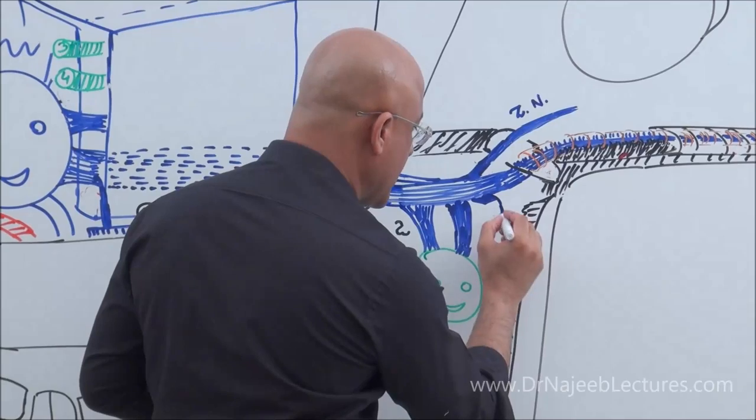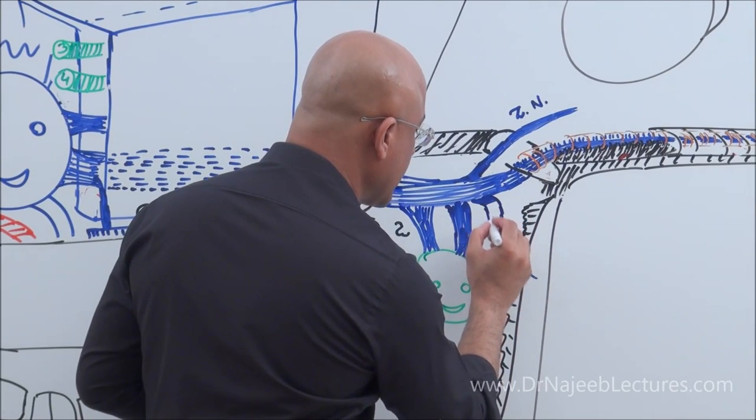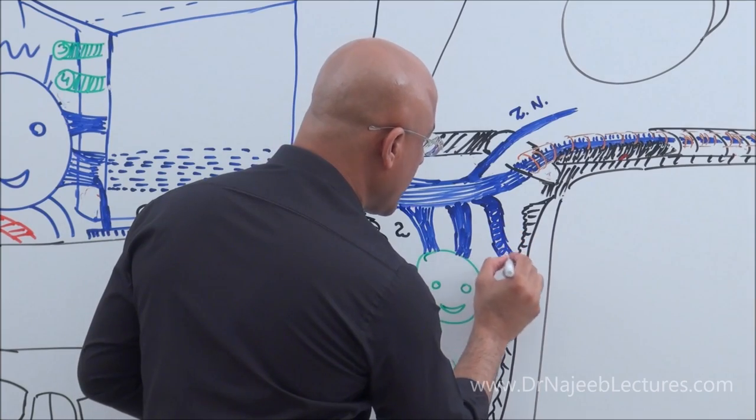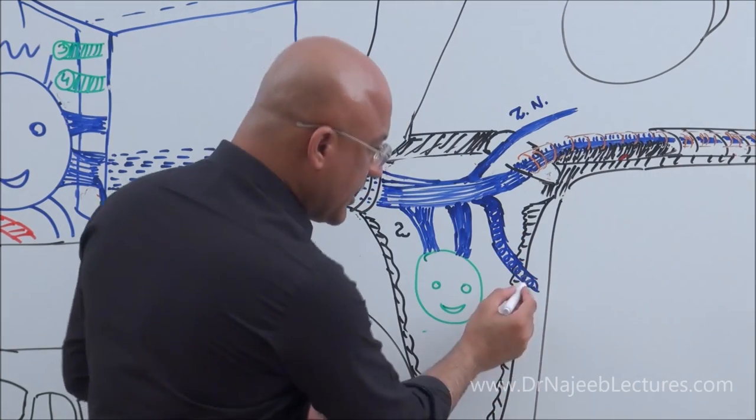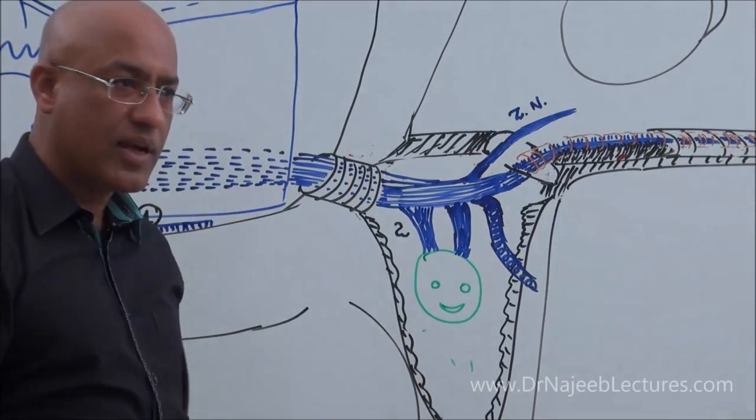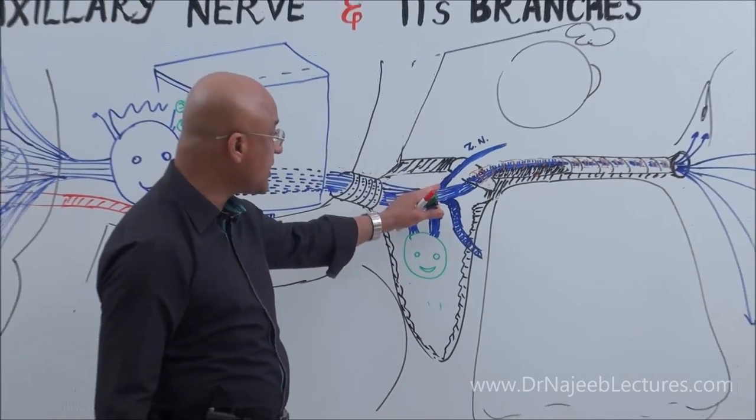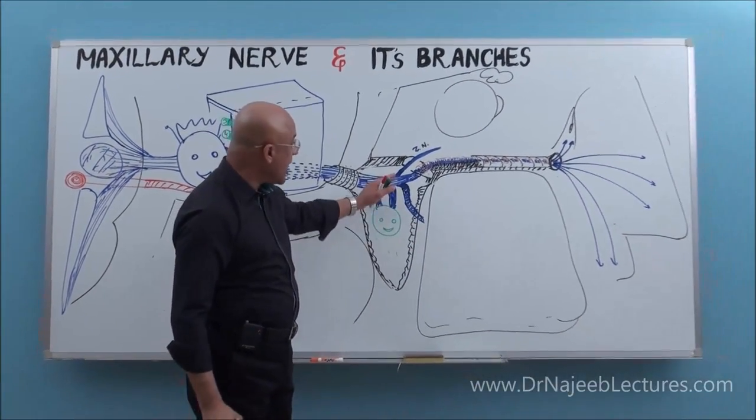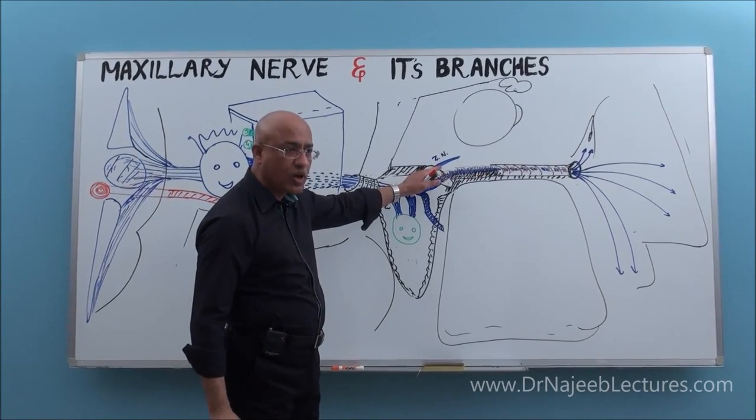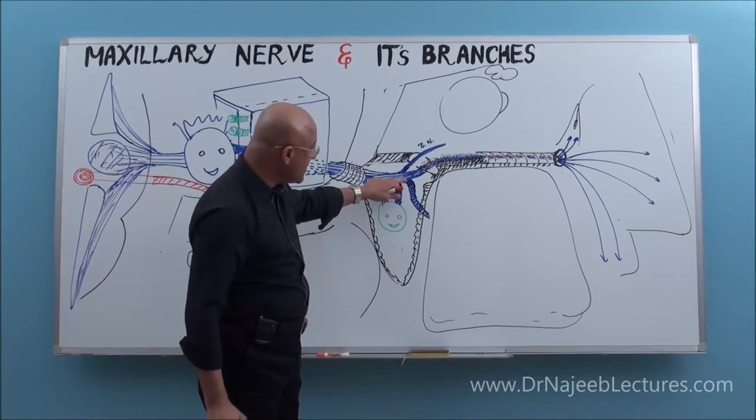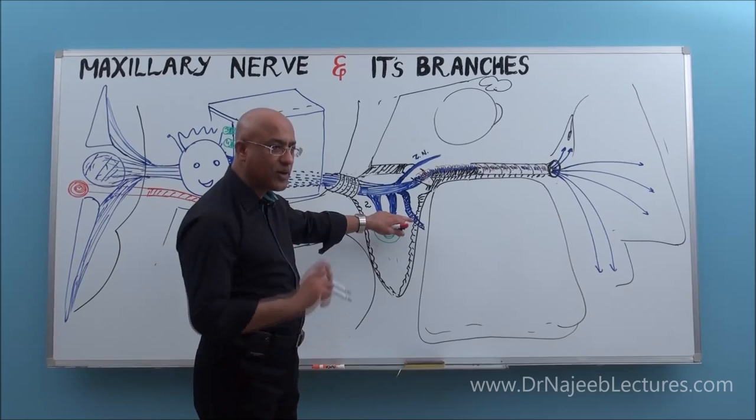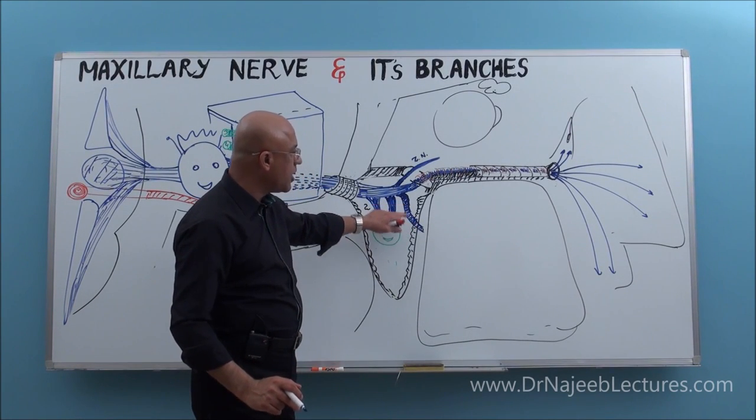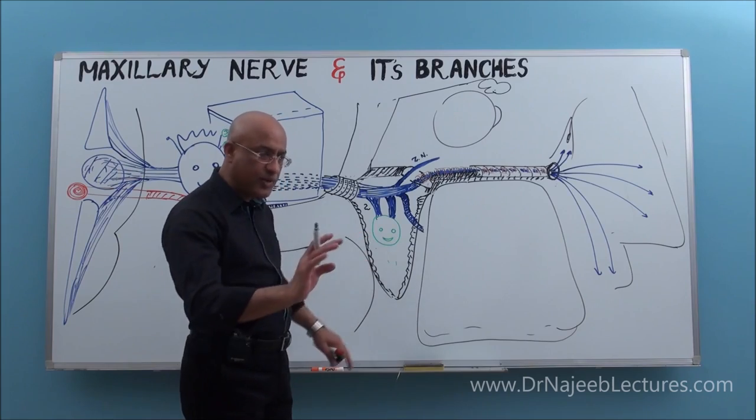It moves laterally, comes out through, and it comes laterally, right? And then it runs downward. It means its direction, that was upward directed, this is downward and laterally directed. Zygomatic branch passed through inferior orbital fissure, and this branch, I have not told the name yet, this downgoing and laterally going branch passes through pterygomaxillary fissure.